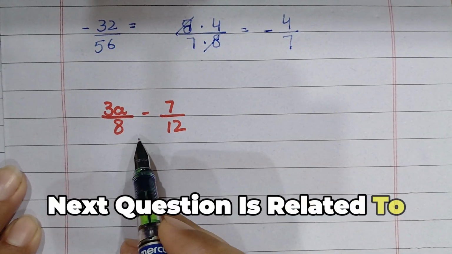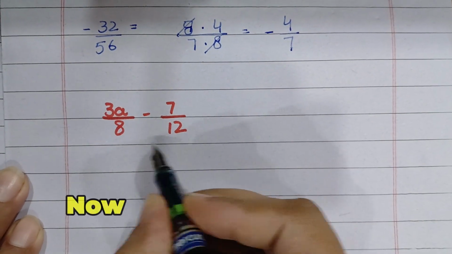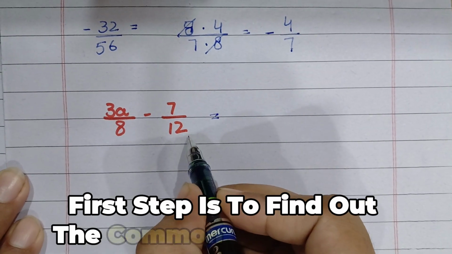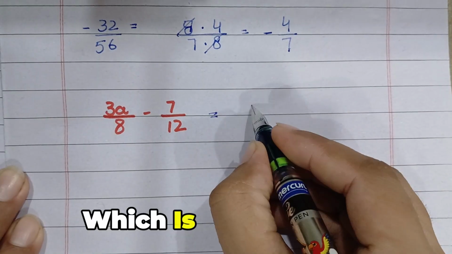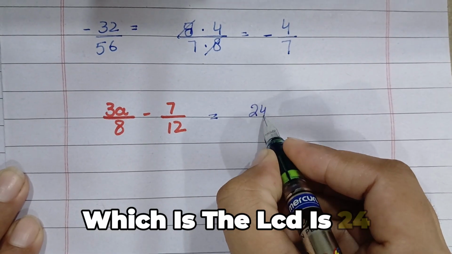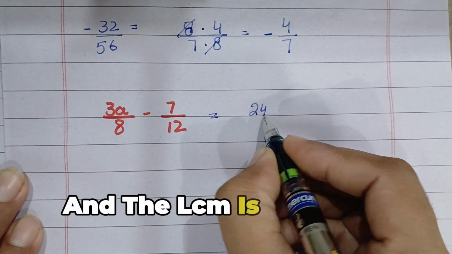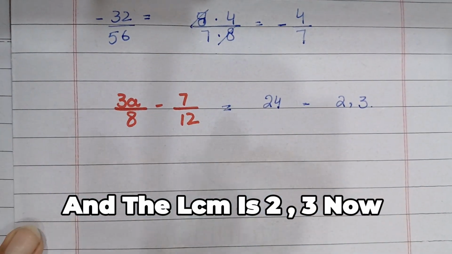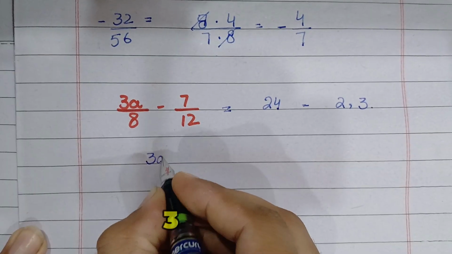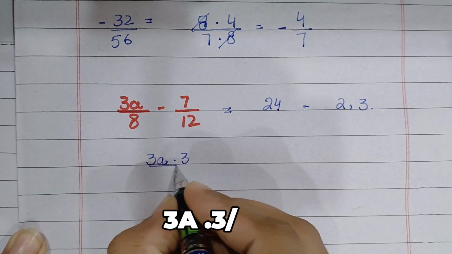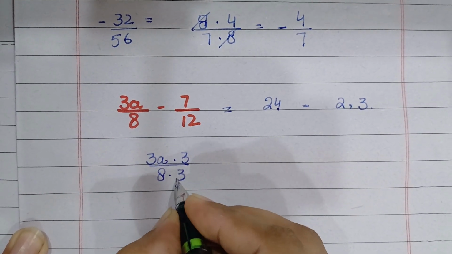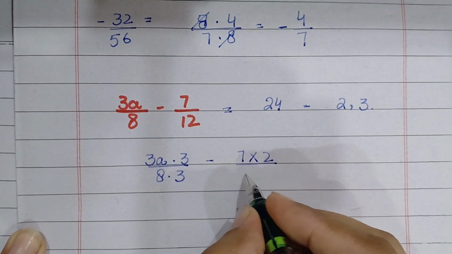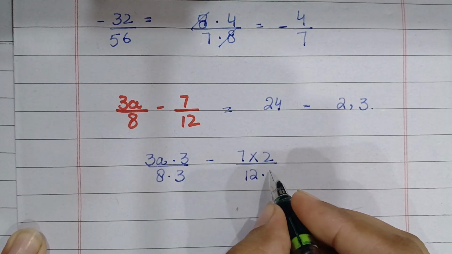Next question is related to subtraction of fractions. Now both fractions have different denominators. First step is to find the common denominator, which is 24, and the multipliers are 2 and 3. Now multiply 3a multiply 3, 8 multiply 3, minus 7 multiply 2, and 12 multiply 2.